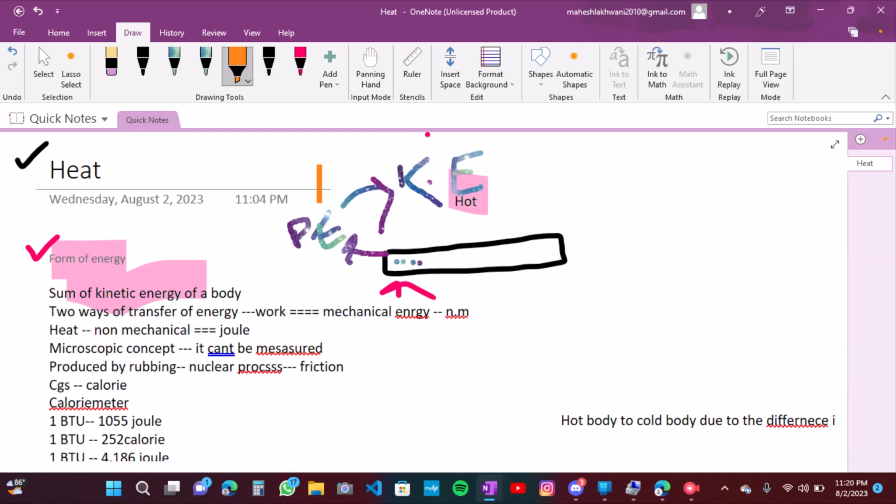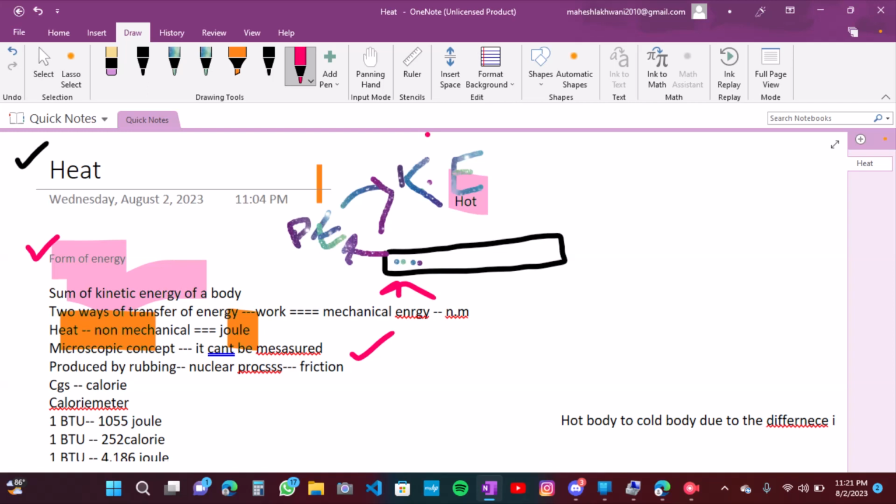Now basically there are two ways of transfer of energy, right? One is the work that we do, and it's a mechanical energy, right? The unit of work is Newton meter, right? W is equal to F dot d, so the unit will be Newton meter. But heat is basically the non-mechanical form, whose unit will be joule, right? And it has a microscopic concept. It means that it can't be measured. The heat can be produced by rubbing, either by nuclear process or by friction, right?